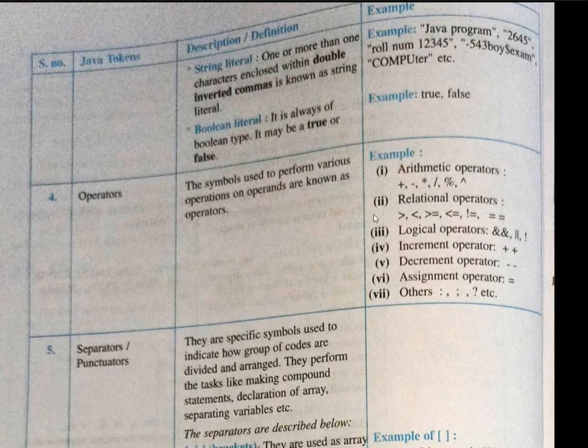And the next category, the relational operators. All these are called relational operators. They are able to establish a relation between two operands, like greater than equal, less than equal, not equal and double equal. All these operators are used to find out the relation between two operands.